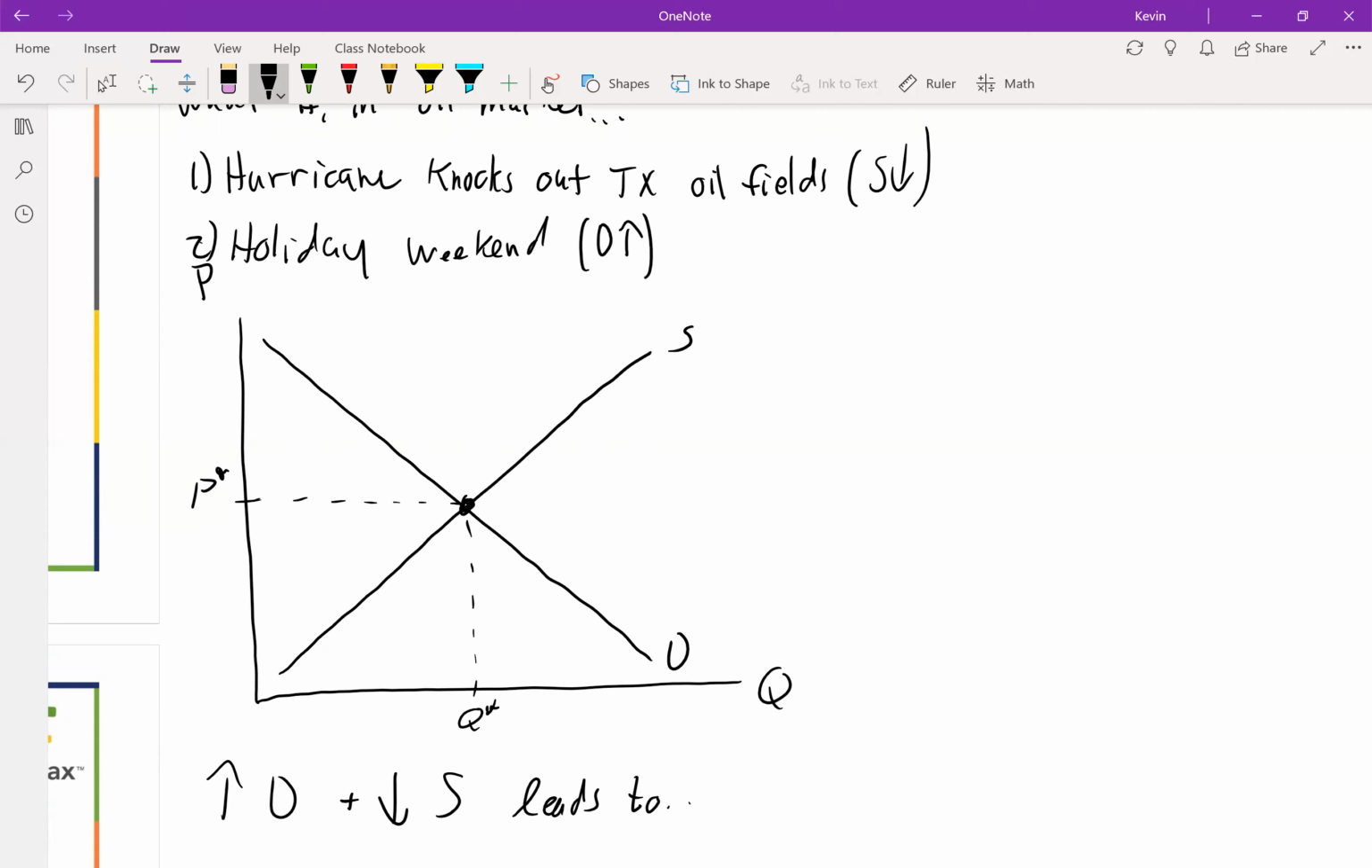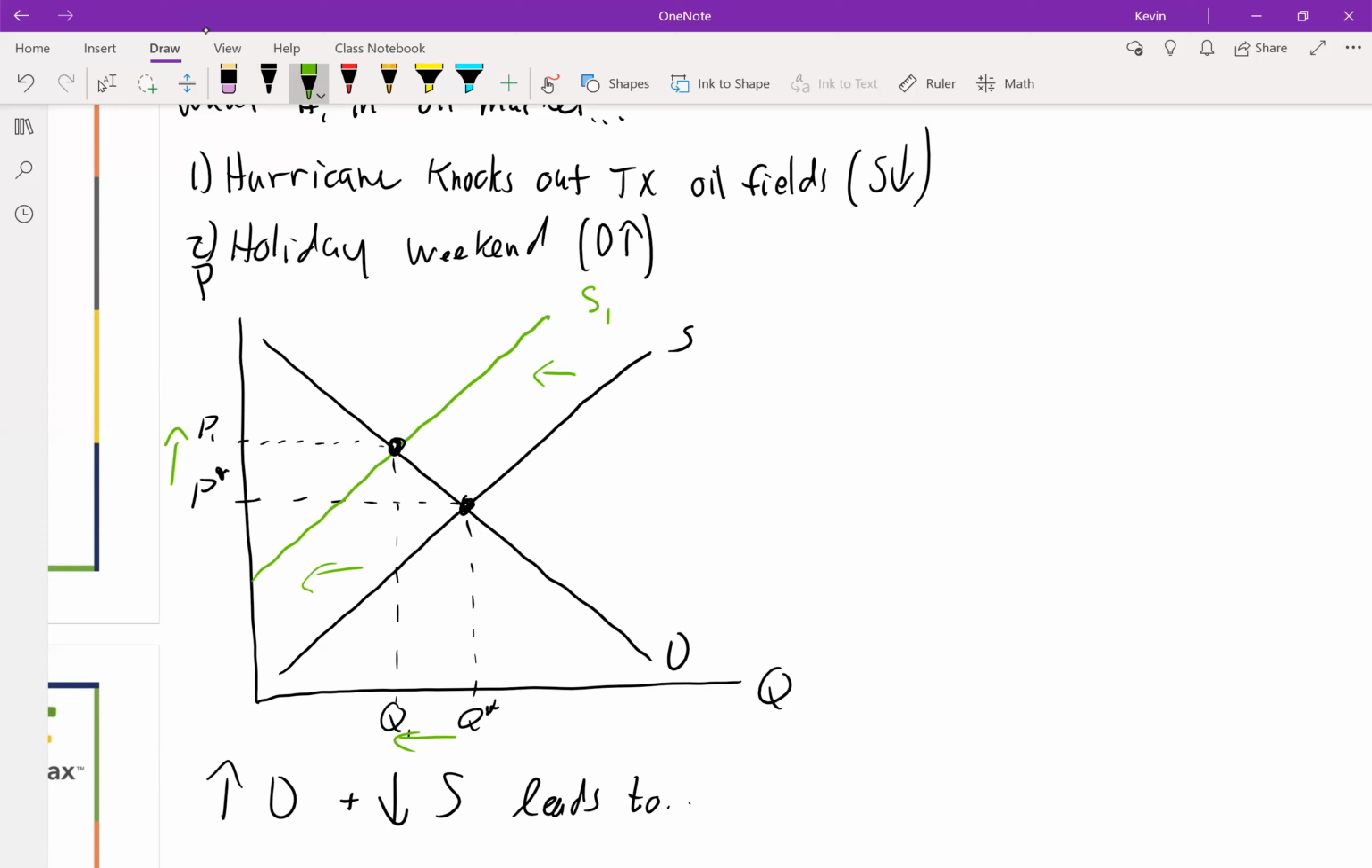And instead of trying to do it all in one step, we're just going to take it step by step, see what happens with each event. So first thing that happens, a hurricane knocks out some oil fields. That's going to cause a decrease in supply. So our supply will shift back to S1, and we'll have a new equilibrium right here at P1 and Q1. What we see happen as a result of this hurricane is that our price rises and our quantity falls.